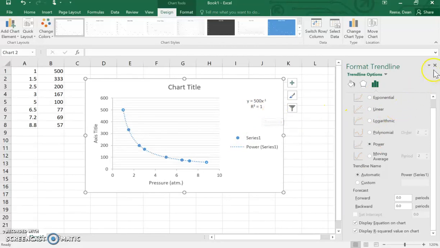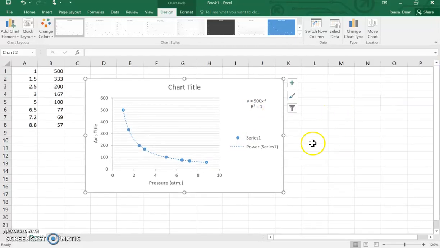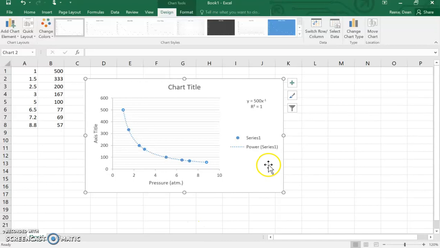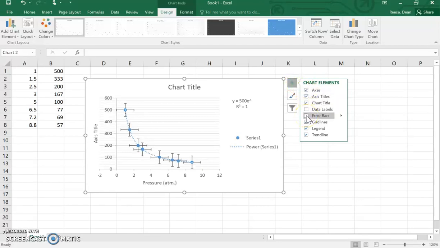Okay. Now, another thing IB is going to want, besides the correct trend line, is error bars. So if we go back to your worksheet, it says pressure is plus or minus 0.2 and volume is plus or minus 5. So we need to incorporate that into our graph. The way you do that is you press this plus, and you come down and you click error bars.